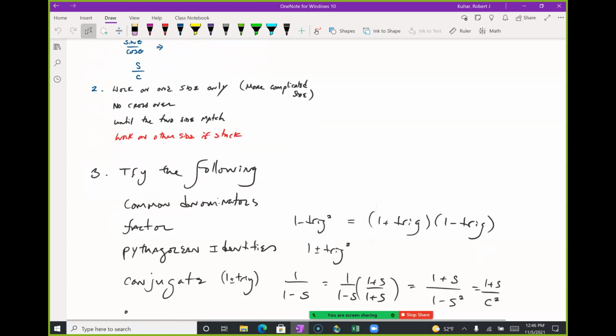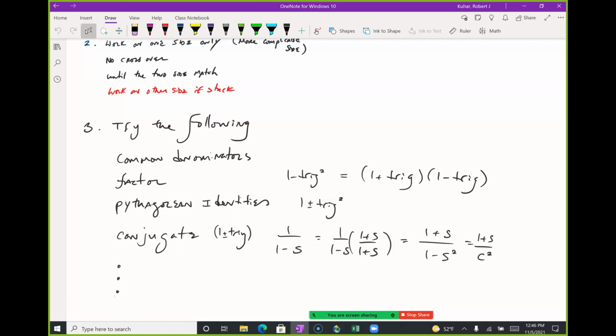And then here comes our improv part. We're going to try the following, depending on what happens. If you have more than one fraction, common denominators. If you can factor, try to factor. If you see a 1 plus or minus a trig squared, that's usually a Pythagorean. And if you see 1 plus or minus a trig, you're probably going to use a conjugate. I gave a few little examples here.